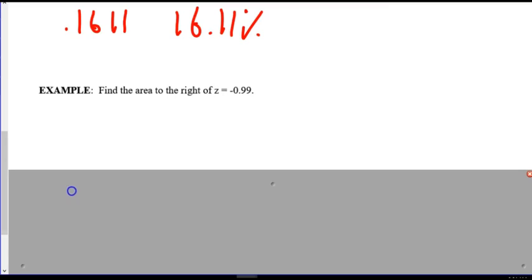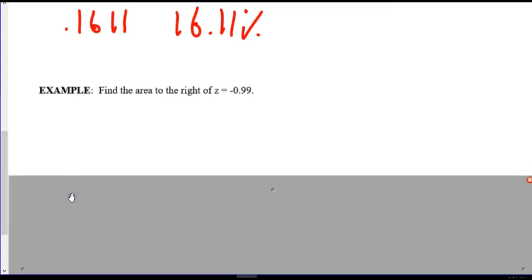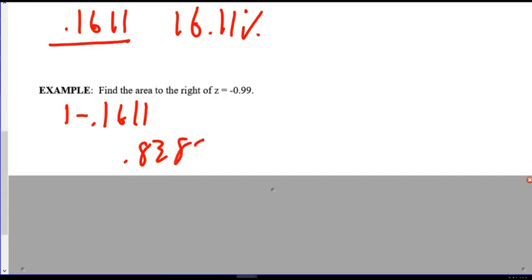Next one. Find the area to the right of that number. Well, we don't have to go back to the chart. We already know it's this. So we're just going to do 1 minus 0.1611. And that's going to be 0.8389, or 83.89%. If you think about it, it makes sense. Think about a dollar in money. If you bought something that cost 16 cents, and you gave them $1, you get 84 cents back in change. And that's all we're doing here. Left is what we're paying, right is our change.